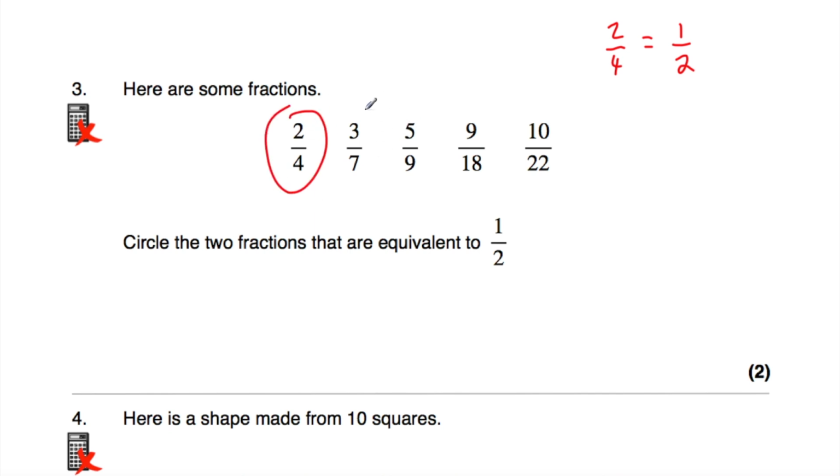Okay, 3/7. Well, apart from 1, 3 and 7 have no other common factors. So that means that can't be cancelled down any further.